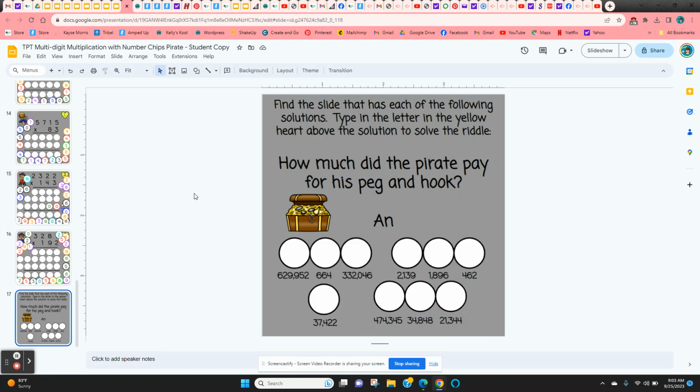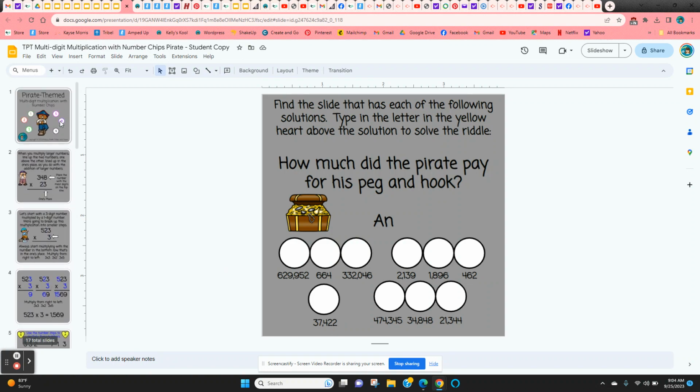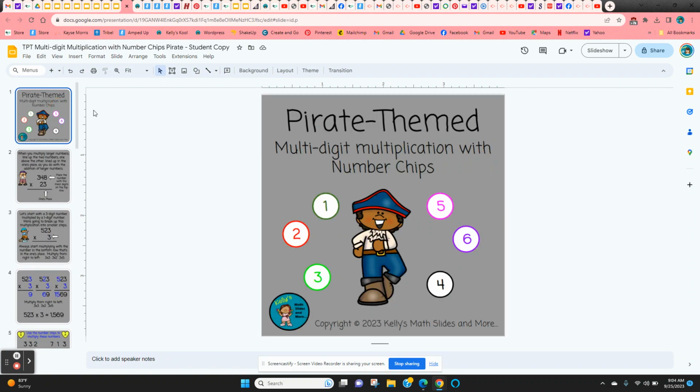And then they've got a riddle on the last slide. So these should be all of their products that they've gotten on the previous slides. They're going to go back to those previous slides, find the letter in the yellow heart that matches that answer. They're going to type it in above its answer, and it should solve the riddle: how much did the pirate pay for his peg and hook? So that is a digital lesson, multiplying multi-digit numbers with number chips, and this is the pirate version.